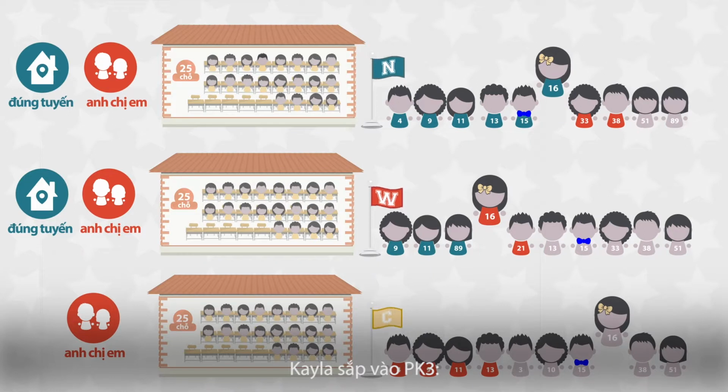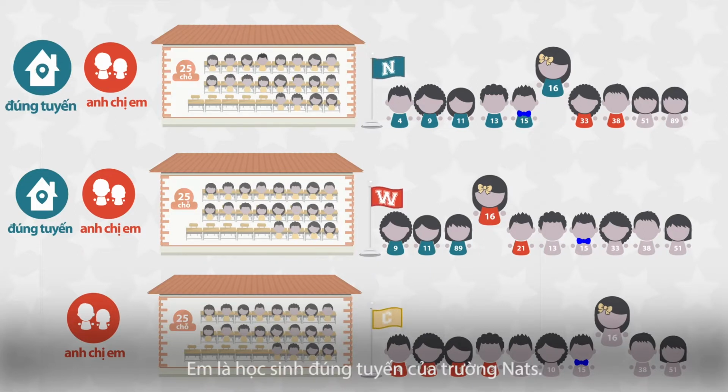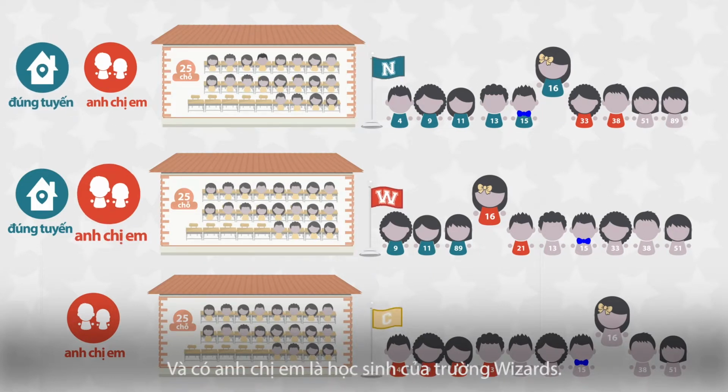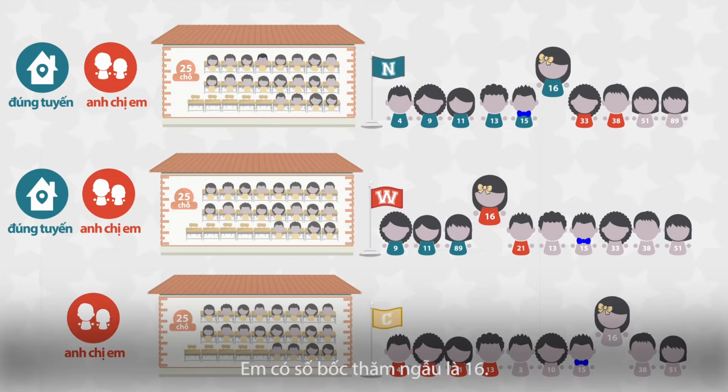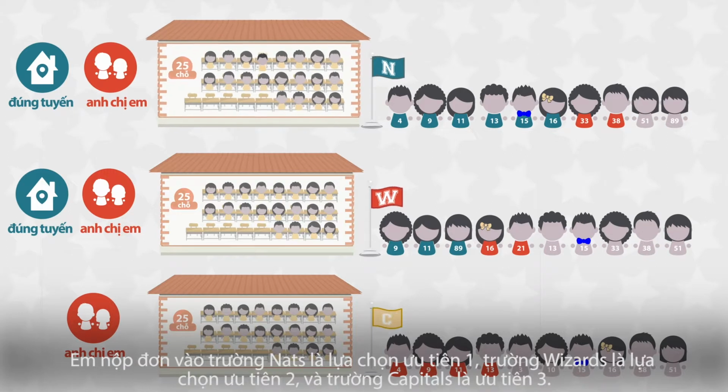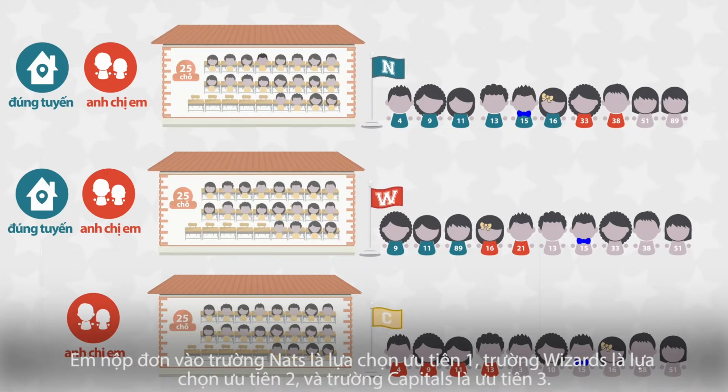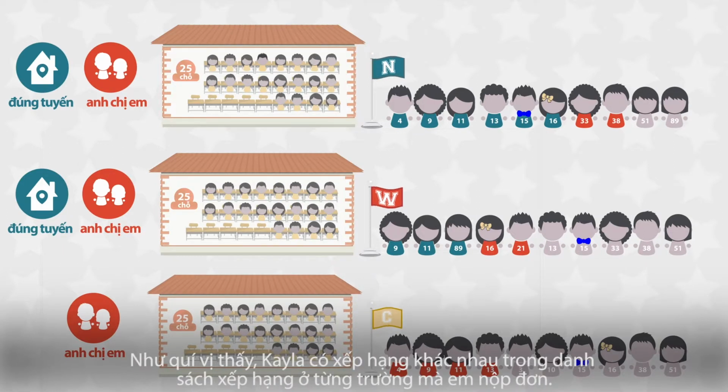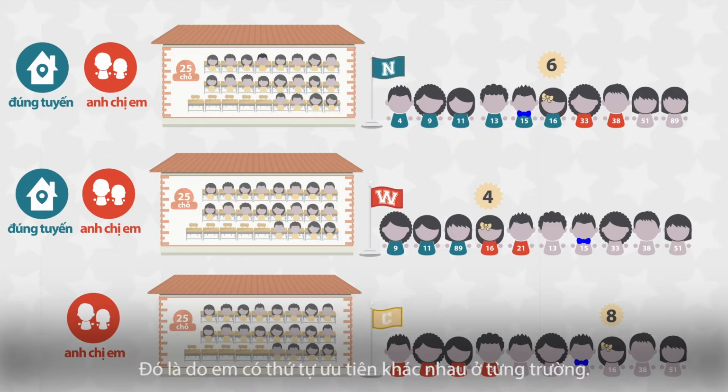Kayla is entering pre-K 3. She lives in the boundary of Nat's School and has a sibling who attends Wizard School. She was assigned a random lottery number of 16. She applied to Nat's School as her first choice, Wizard School as her second choice, and Capital School as her third choice. As you can see, Kayla is in a different place in line in front of each school she applied to. This is because she has a different lottery preference for each school.